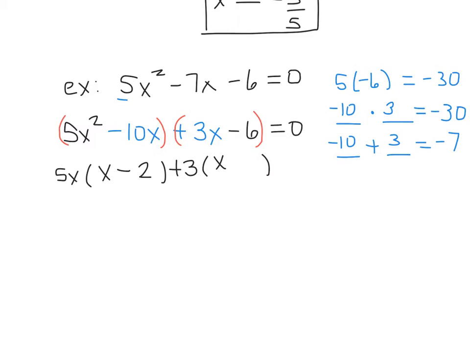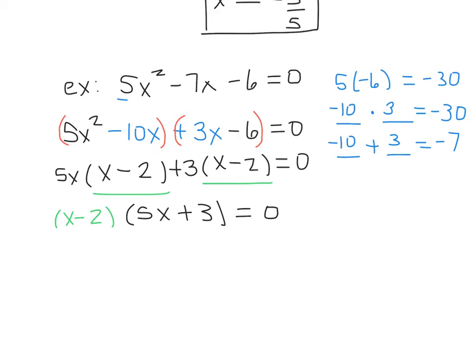We choose the numbers such that this is going to happen. Actually, let's rewrite that so we get x minus 2. So we have that x minus 2 in both of those groups. That can come out in front. And what we're left with from the first group is the 5x, and from the second group is the plus 3.